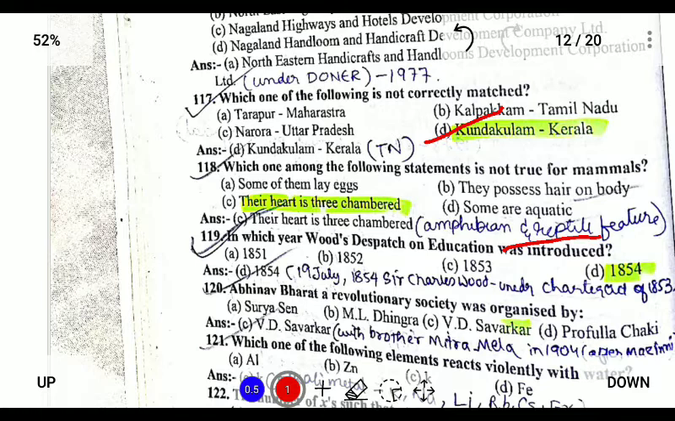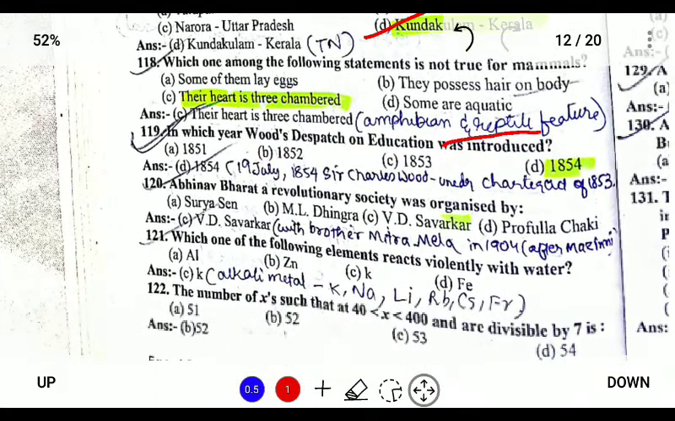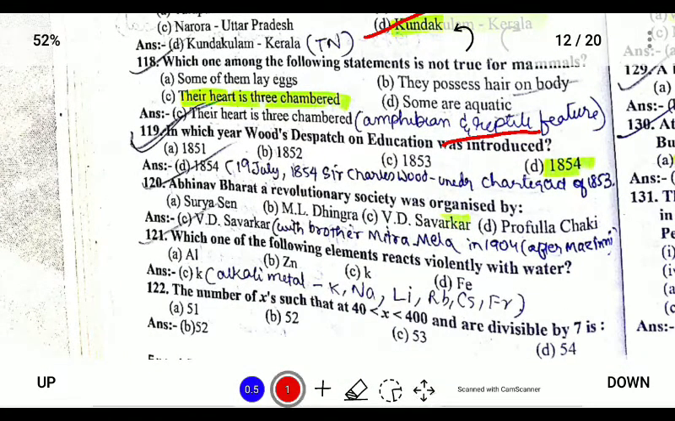In which year was the Woods Dispatch on Education introduced? In 1854. The Woods Dispatch was dispatched under the chairmanship of Sir Charles Wood, and it was dispatched under the Charter Act of 1853 for education. Next, Abhinav Bharat is a revolutionary society organized by V.D. Savarkar, Vinayak Damodar Savarkar, along with his brother, from Mitra Mela in 1904.